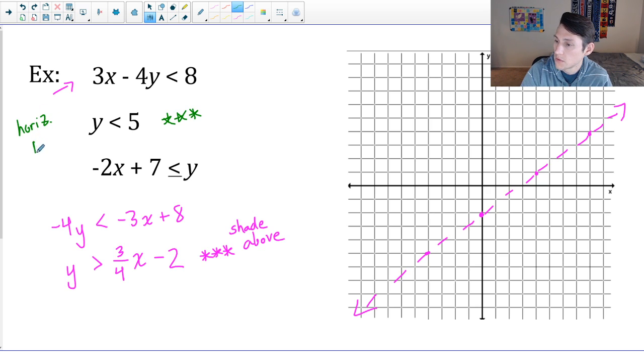This is in the form of a horizontal line. Remember, a horizontal line is just y equals a number. Vertical line is x equals a number. So let's go up to 5. It's strictly less than, so there should be a dashed line. It's less than, so eventually we will shade below.